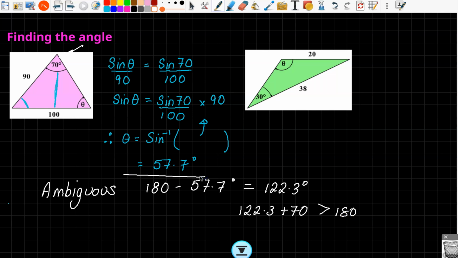There aren't two. If I added those two together and it was less than 180, then I can have two solutions. That's it. So I did the green one. Guess what? That's going to end up being two solutions.